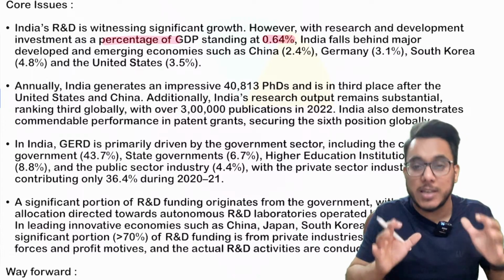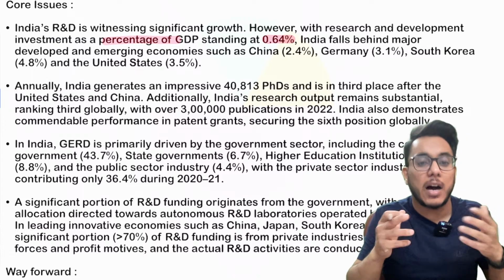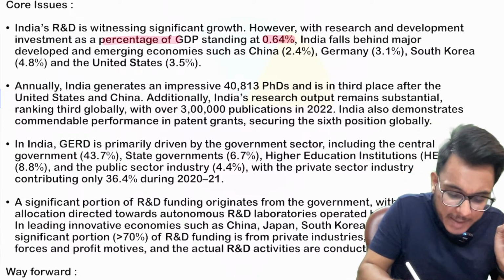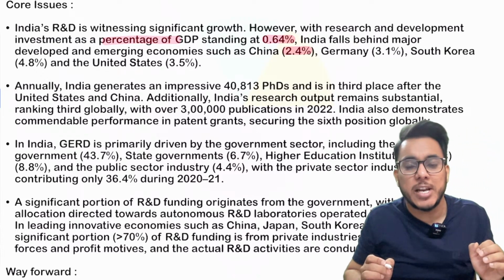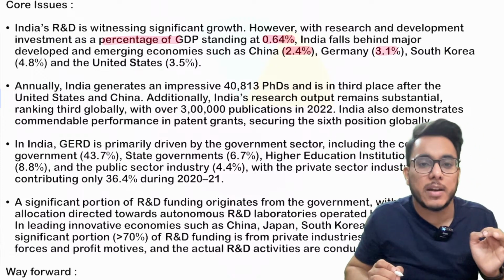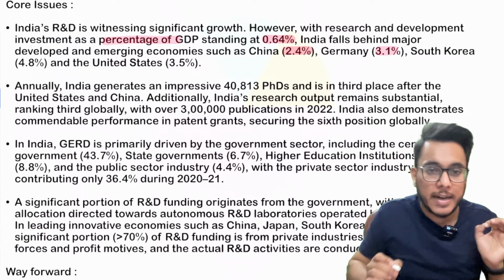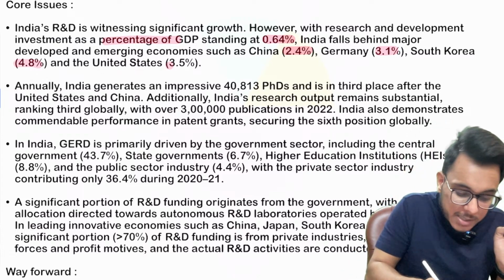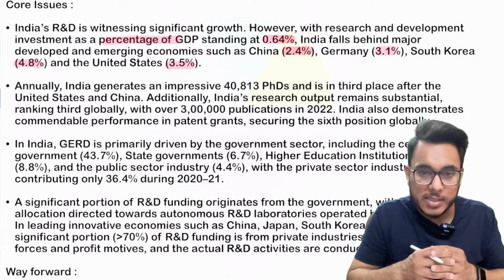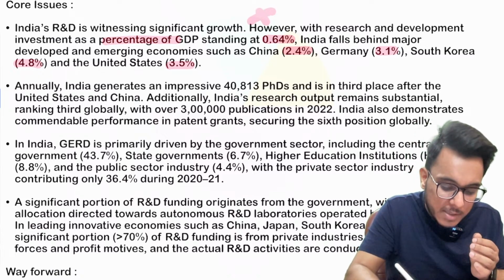And it is very much less. If we compare it with other developed and emerging economies, it is very much less. China spends around 2.4% of their GDP equivalent on R&D. Germany spends around 3.1% of their GDP equivalent on R&D. South Korea spends 4.8%, US spends 3.5%. Okay, India is spending 0.64%. So it is very much less.